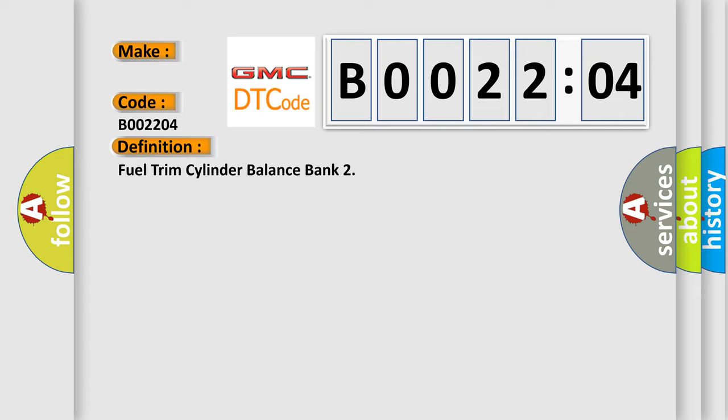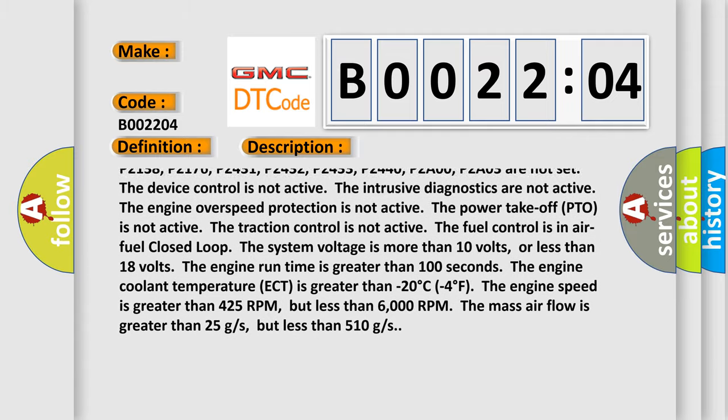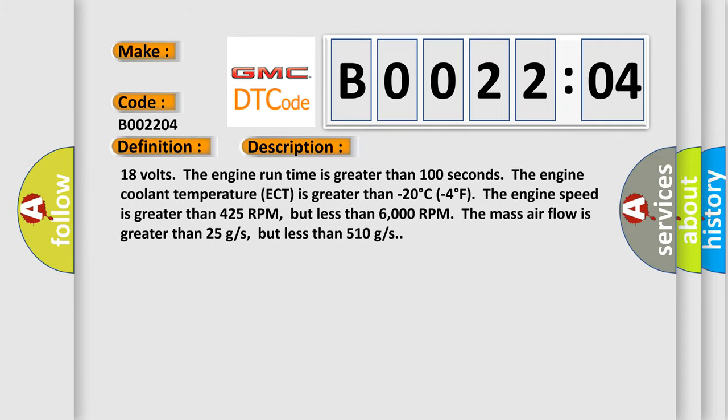The engine coolant temperature ECT is greater than minus 20 degrees Celsius, or minus 4 degrees Fahrenheit. The engine speed is greater than 425 RPM, but less than 6,000 RPM. The mass airflow is greater than 25 g/s, but less than 510 g/s.